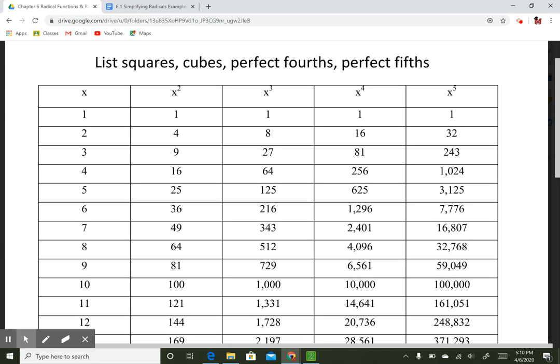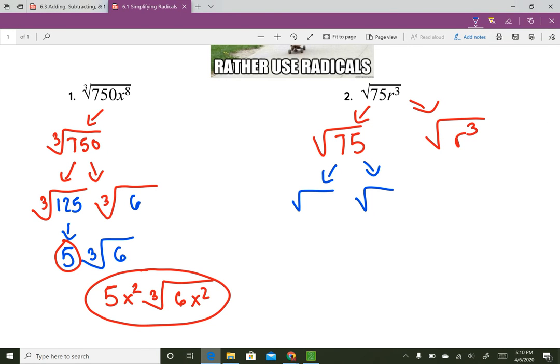So if you have a calculator, take 75, divide 25 into it, and you'll notice that you get 3. So I'm going to split this up into 25 and 3, because 75 divided by 25 is 3. 25 is a perfect square. It's on that list. So the square root of 25 is just 5. The square root of 3, I can't do. I'm going to get a decimal, so I'm just going to leave that.